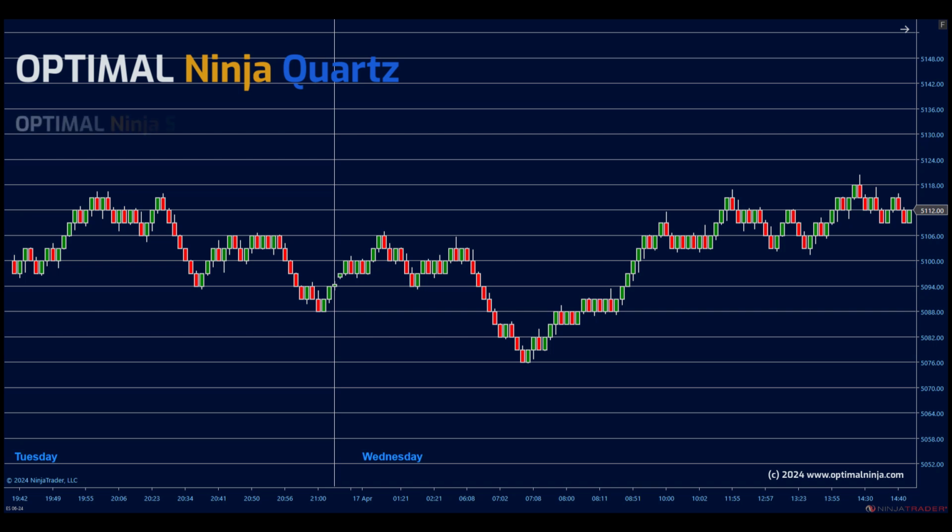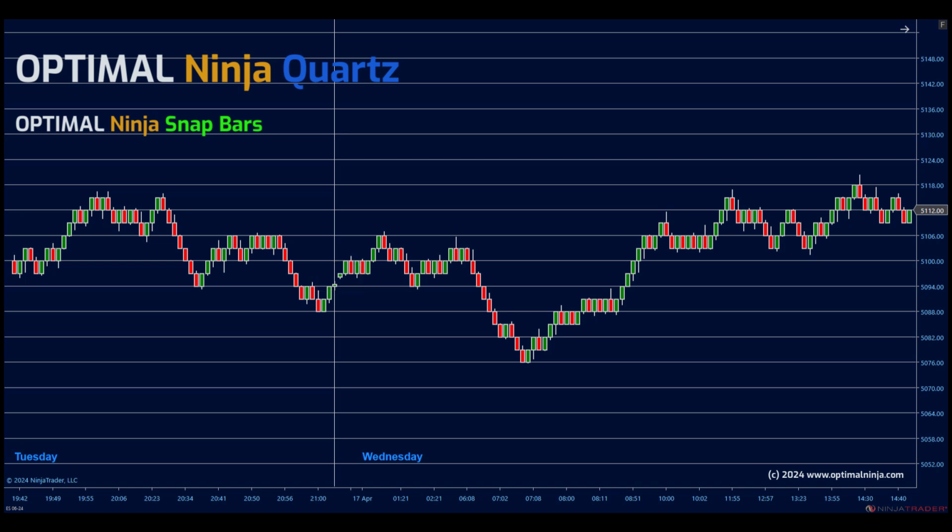Quartz comes with Optimal Ninja snap bars, which are specifically built for ES and MES, and they have a unique characteristic. They always close either exactly on chart grid lines or exactly halfway between grid lines. No matter how many sessions you load, a bar can only close in these two positions. Unlike traditional Renko bars, which start building from the open of the session, snap bars use some clever logic to filter out opening gaps to give you uniformity of bars right across your charts.